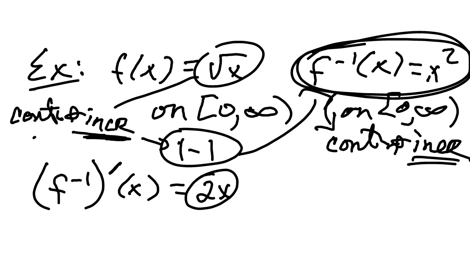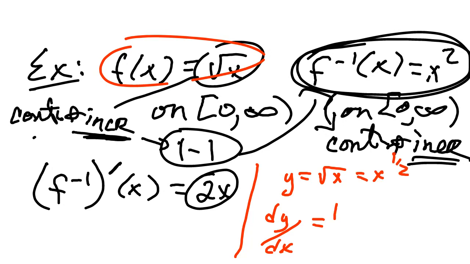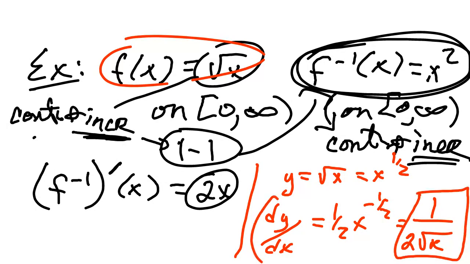So let's find out. I'm going to use different colors here. We're going to call this y equals square root of x, right? And if I want dy dx, what do I get? Dy dx, by the way, that's x to the 1/2 power, is 1/2 x to the minus 1/2 power. How do I rewrite that? That's 1 over 2 root x, correct? That's dy dx.